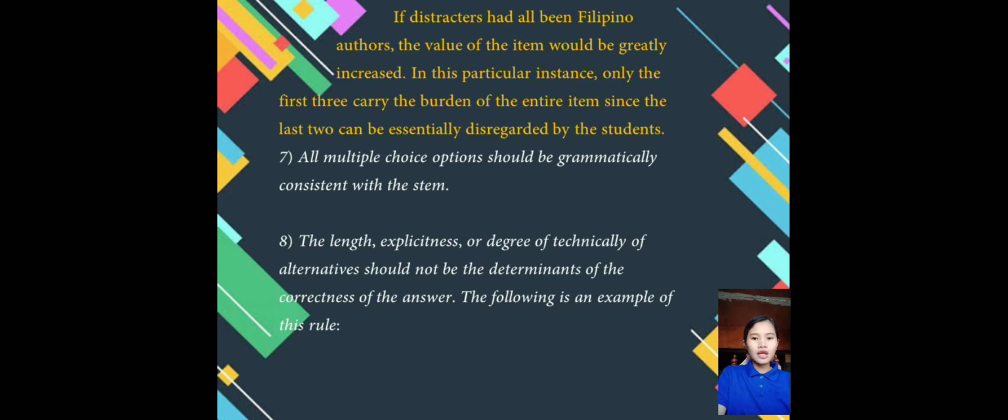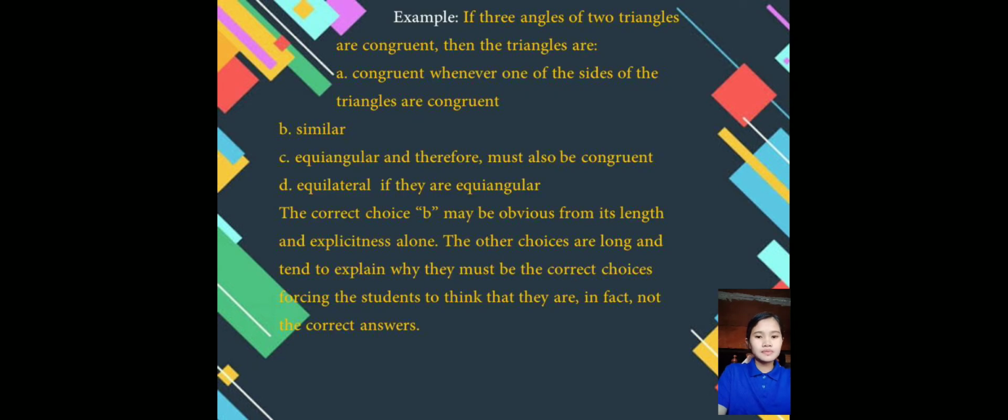Number 8, the length, explicitness, or degree of technicality of alternatives should not be the determinants of the correctness of the answer. The following is an example of this rule. If three angles of two triangles are congruent, then the triangles are: A. Congruent whenever one of the sides of the triangles are congruent. B. Similar. C. Equiangular and therefore must also be congruent. And D. Equilateral if they are equiangular.